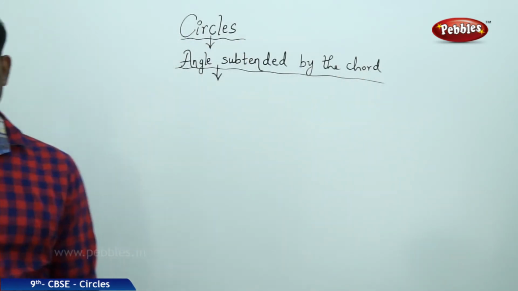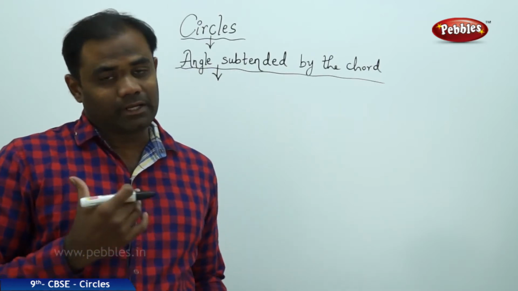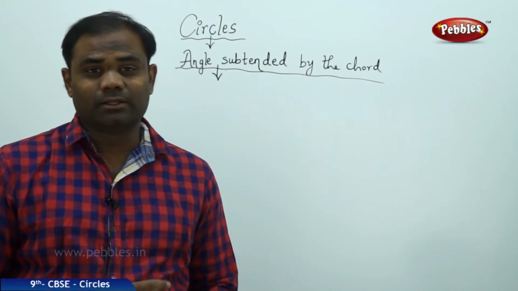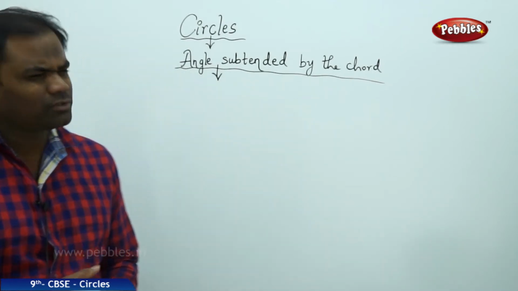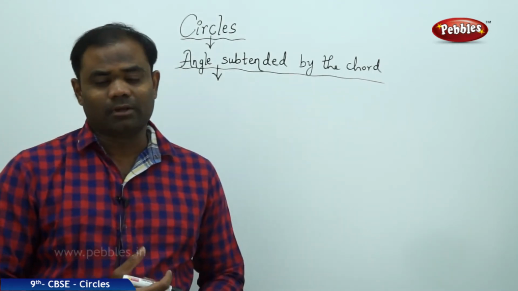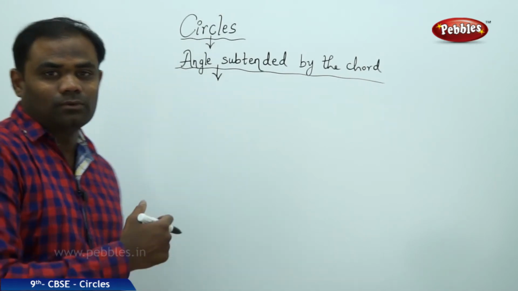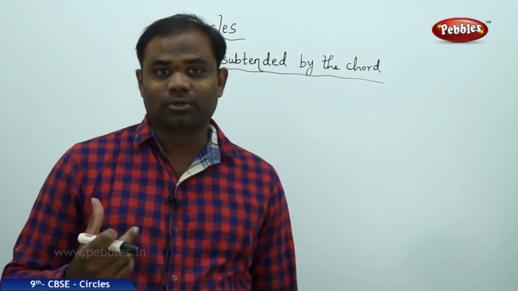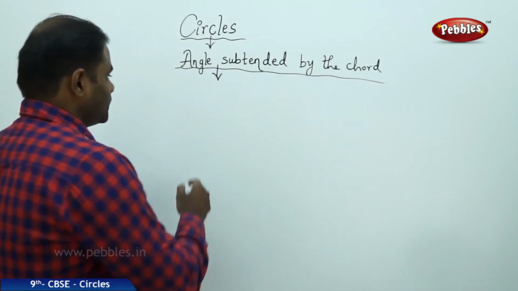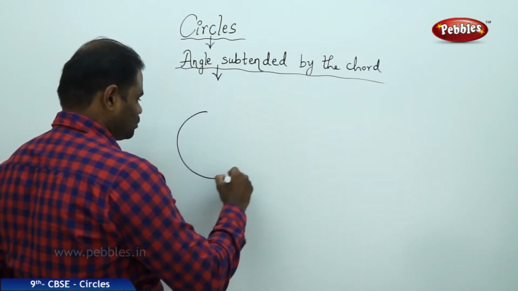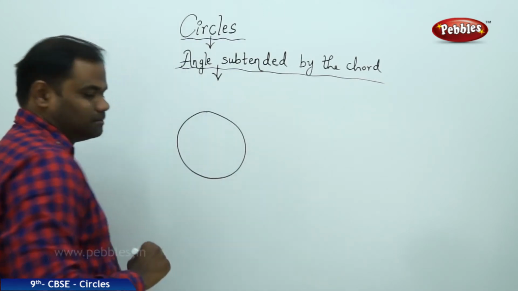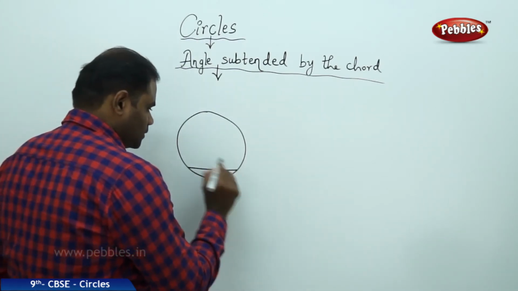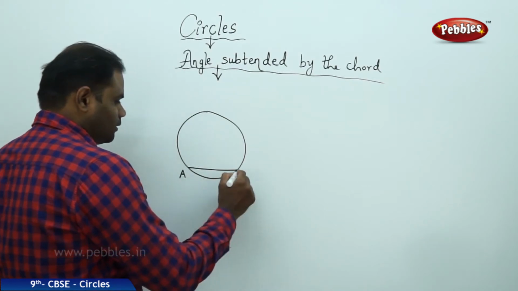So let's see what exactly we can understand through angle subtended by the chord before we understand the properties connected. What do we mean by angle subtended by the chord? Let's take a circle to understand the concept better through geometrical means. Suppose I take a circle and I take a chord. So for this circle, my chord is AB.